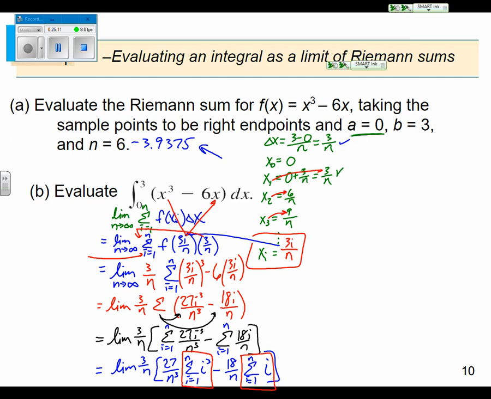Okay, now we're going to start progressing somewhere. This is where I wish you guys were here because I need to take this to the sideboard, but we'll get there. All right. So now I've got the limit 3 over n times 27 over n, I'm sorry, 27 over n cubed. And then I'm going to plug in what I said the sum as i goes from 1 to n of i cubed was equal to. So that's n squared, n plus 1 squared over 4. Okay. Minus, switch colors here, 18 over n. And then the sum of i was just n times n plus 1 all over 2.